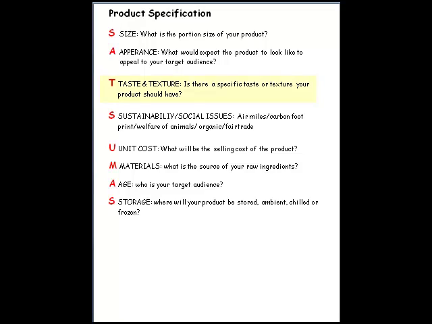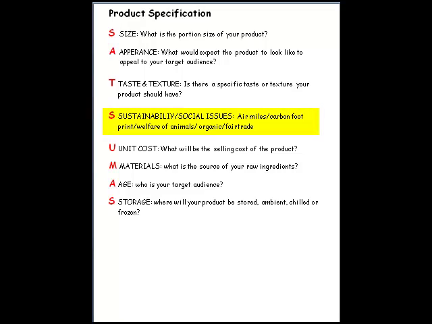T is for taste and texture. So is there a specific taste or texture your product should have? So if you were taking a pastry product forward, you could say it must have a pastry casing. This could then relate to something you found out in your sensory analysis.